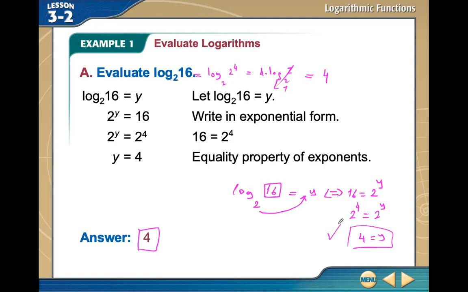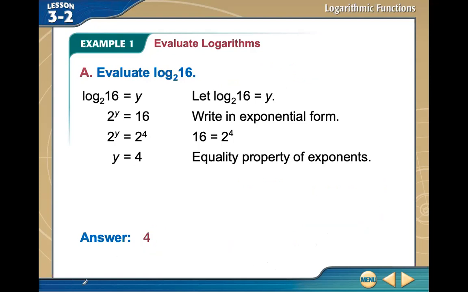That's it. For example, let me ask one of you. If I say the logarithm of 9 to the base 3 is equal to y, how can I write this? 9 equals 3 to the power of y. That's it. And then 9 means 3 to the power of 2. It means that y is equal to 2.